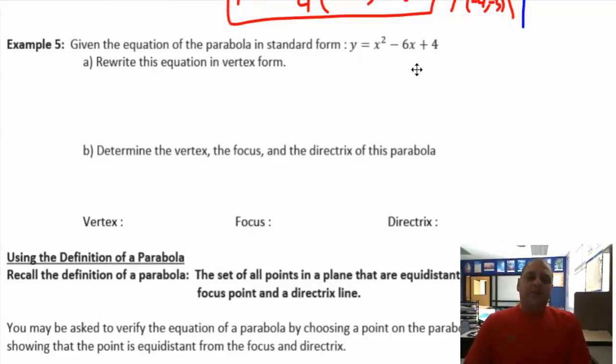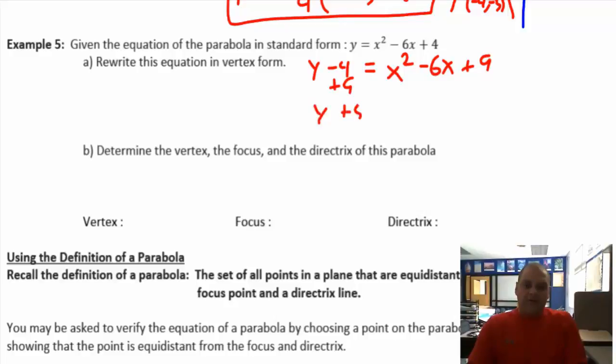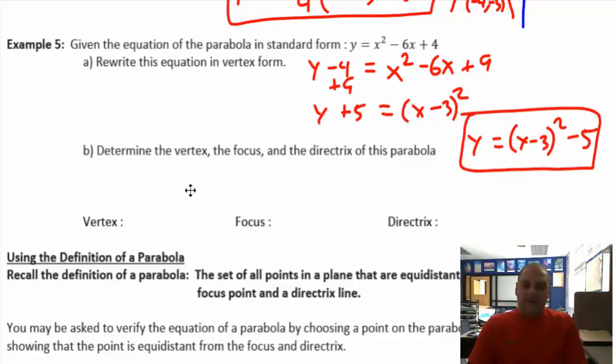Example 5, given the equation of a parabola in standard form, rewrite it in vertex form. Recall from lesson 29, we need to do that by completing the square. So I'm going to move that 4 over. y minus 4 equals x squared minus 6x. Add 9, that's half of 6 squared. Add 9 to both sides. y plus 5 equals (x minus 3) squared. And then subtract that 5 over. y equals (x minus 3) squared minus 5. That's from lesson 29. So there's my vertex form.